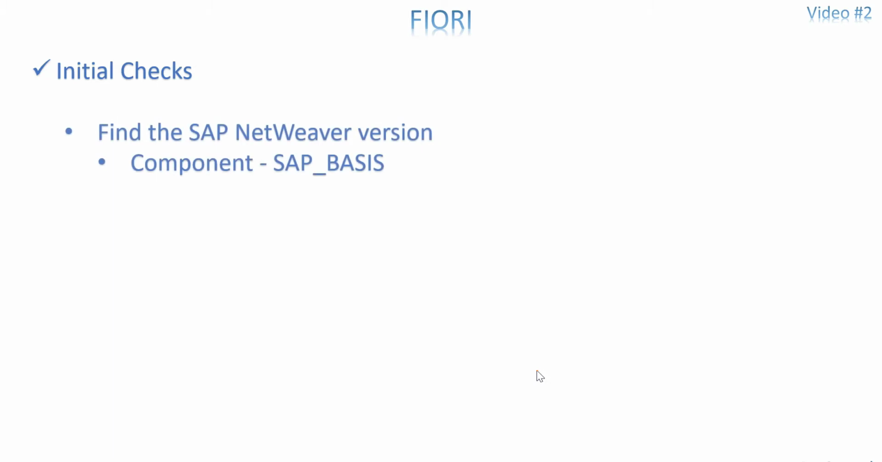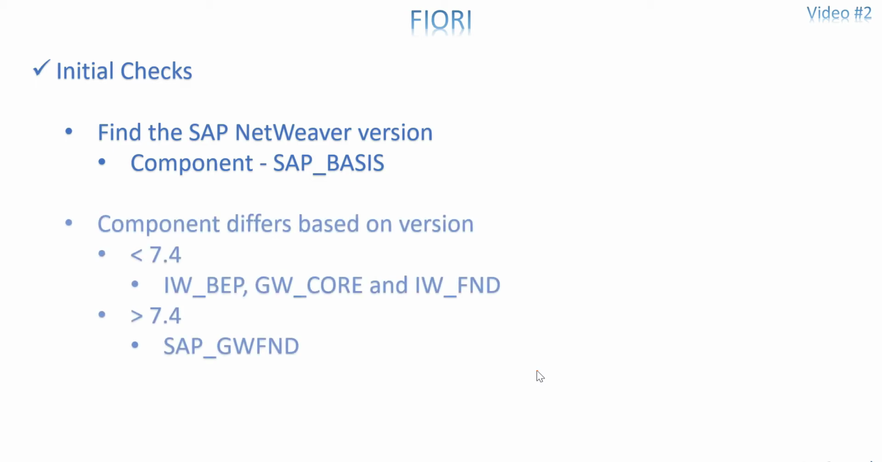Then initial checks: the first step is to find your NetWeaver version. To find the NetWeaver version, you might be aware that SAP Basis is a component. Just check the version of your SAP Basis component, and you will come to know the version of your NetWeaver.